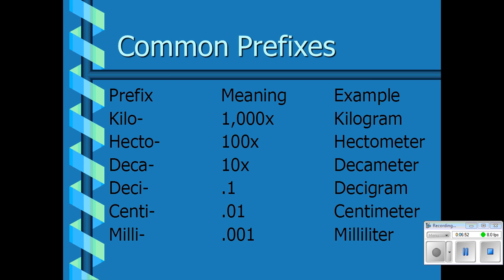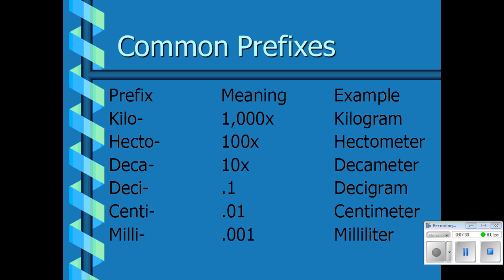And then the common prefixes. Kilo, we already talked about, means 1,000. So your example is a kilogram, which means you have 1,000 grams of something. Hecto means 100, so a hectometer is 100 meters. Deca means 10, so you have 10 meters, decameters. And then you're going to put your base unit after that, like grams, liters, meters. All those things that don't have a prefix on it will actually come there. That's where it says unit on your notes.